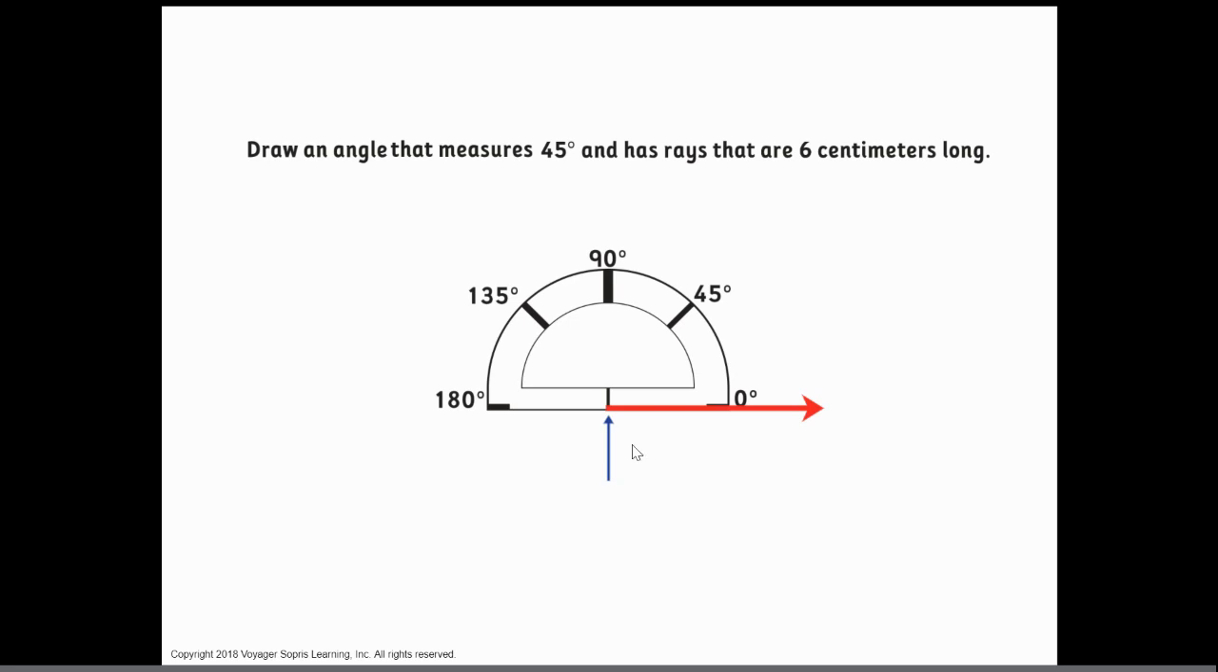First, draw a horizontal ray that is 6 centimeters long. The end point of the ray, which is this line, coincides with the center bottom mark on the protractor, right here. Then, we draw another ray that is 6 centimeters long and passes through the 45-degree mark on the protractor. This is an exact measurement because the ray passes through a named mark on the protractor.